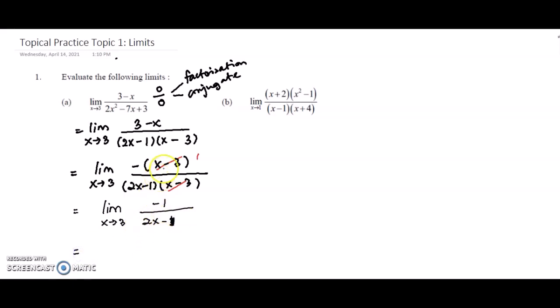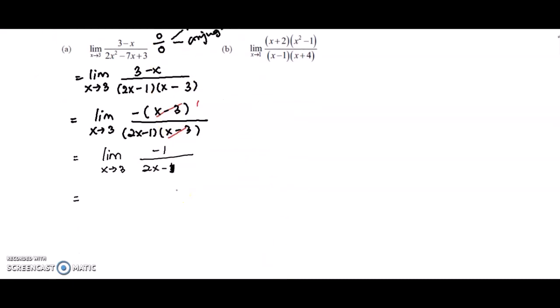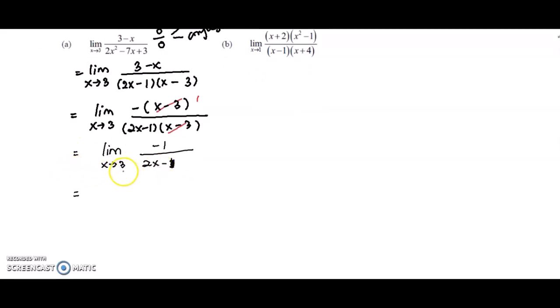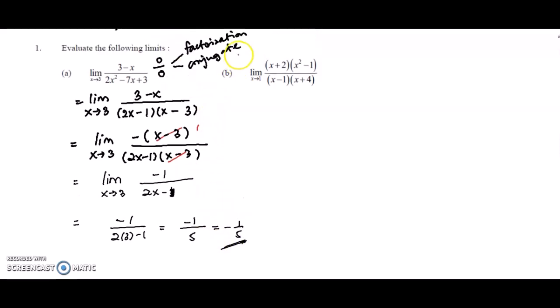Now, since the x minus 3, which made you get the 0 over 0 just now, has already been cancelled off, you can actually substitute using the method of substitution. Substitute the 3 inside to evaluate your limit. So put the 3 inside, you got negative 1 over 5. So your final answer is negative 1 over 5. Okay, let's move to question B.